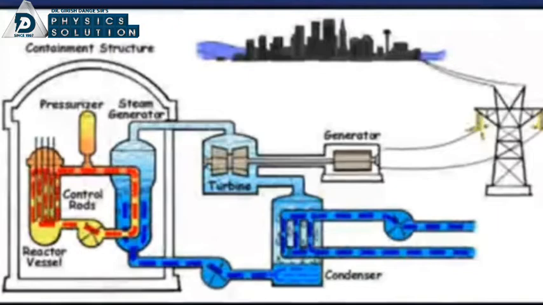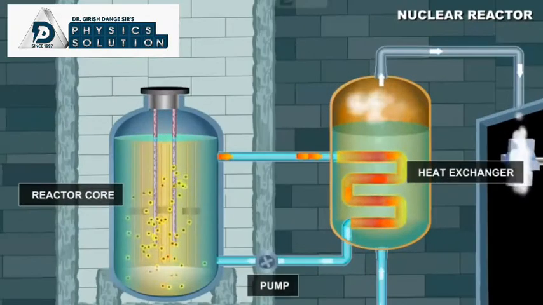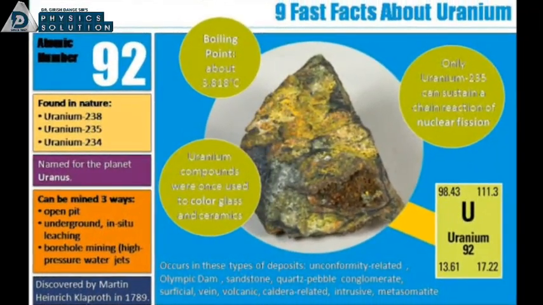In a nuclear power plant, there are three main parts in a nuclear reactor. Number one, reactor core, pump, heat exchanger. Now, the main fuel used in a nuclear reactor is uranium 235 or plutonium 239. Uranium is a natural radioactive element whose nucleus is unstable. So it undergoes nuclear fission when a fast moving particle bombards it.